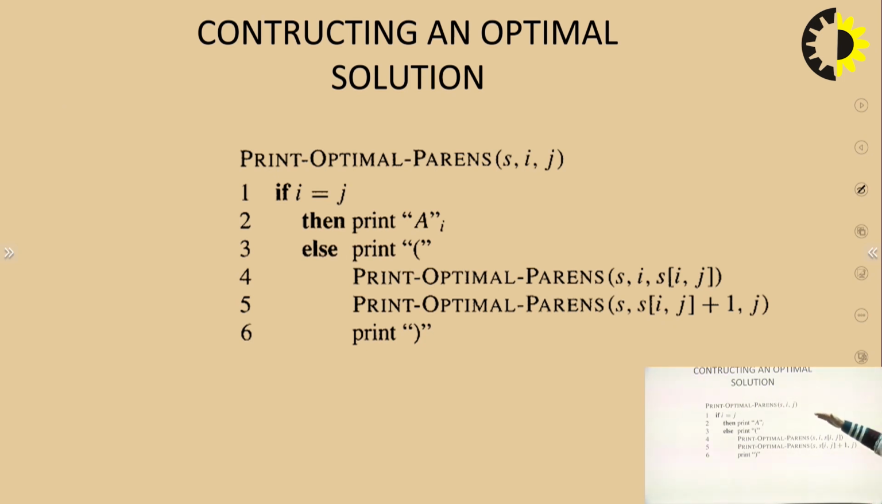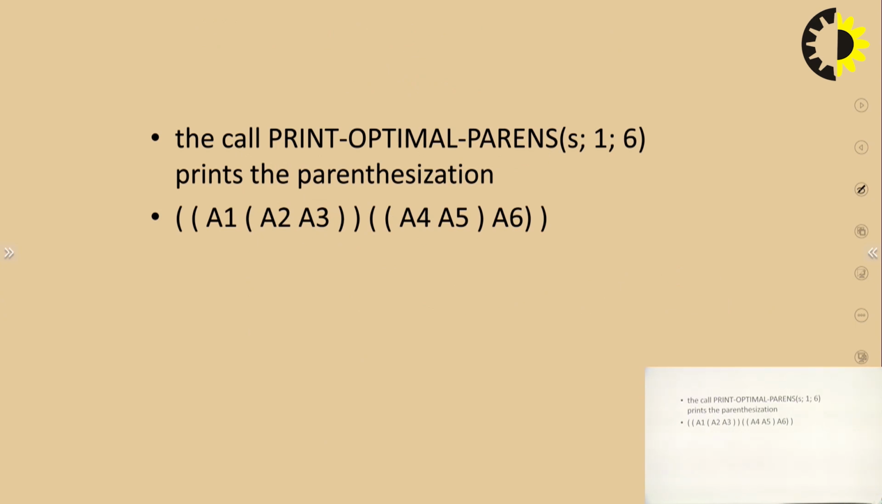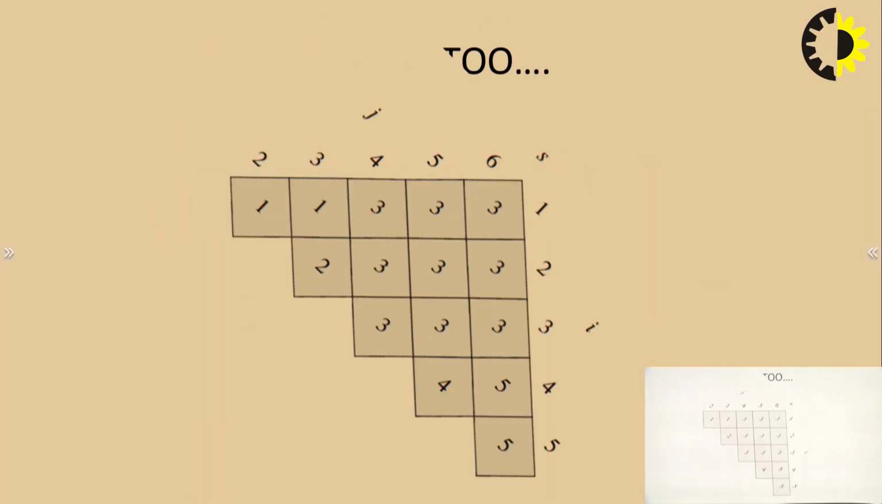So this is the algorithm for putting the parentheses in the different matrices. If i equals j, then print A, else again we will recursively call the optimal parenthesis like this. So the call will give you the answer. First we have to multiply A2, A3, then we will multiply A1, then A4, A5, and we multiply A4, A5 to A6, and then we will multiply these two. So we require 5 scalar multiplications.